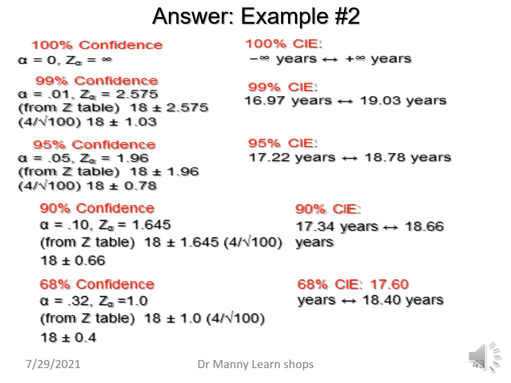99% confidence, 16.9 to 19.0 years. 95% confidence, 17 to 18.7 years. 90% confidence, 17 to 18.6 years. 68% confidence, 17 to 18.4 years. And these can all be calculated with the appropriate calculators, which are all available on certain apps on the internet.